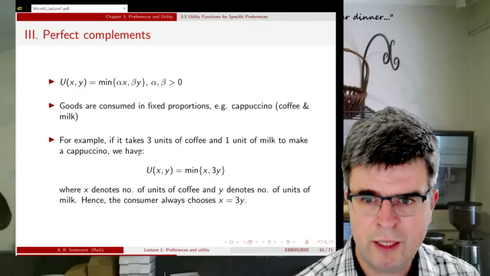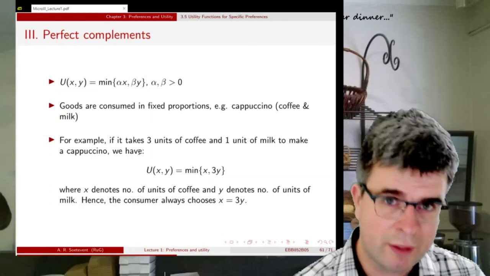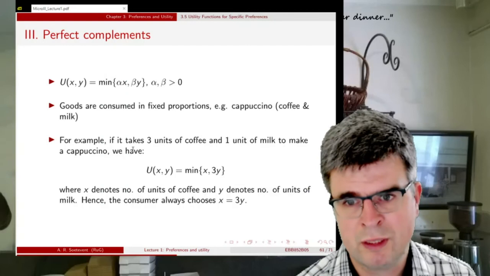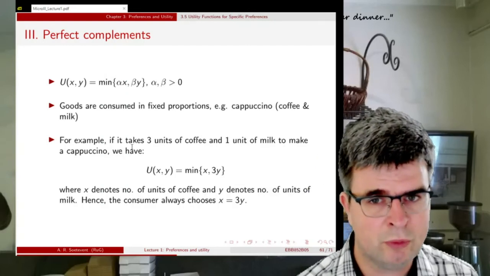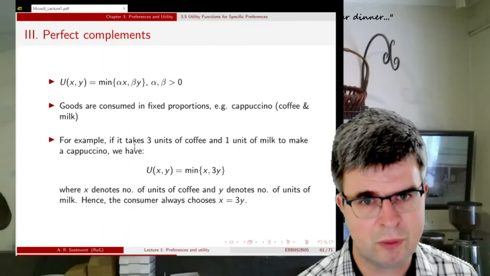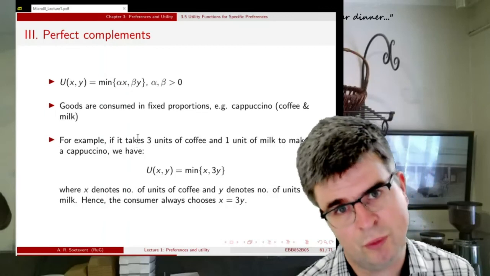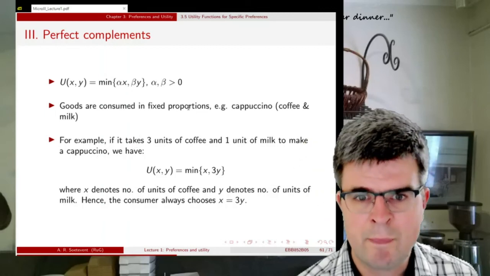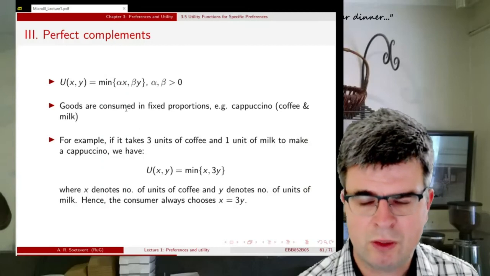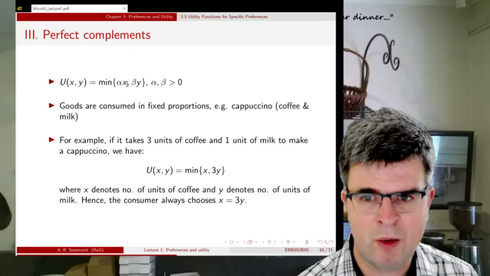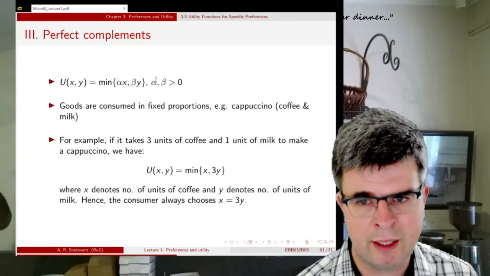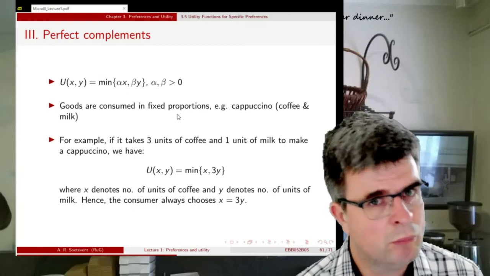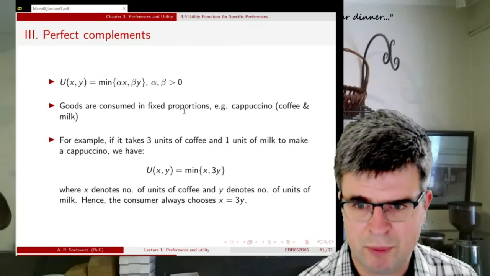Now, the third instance is where we have the other extreme. We have perfect complements, where goods are really consumed in fixed proportions. So, coffee and milk, if you have milk in your coffee at least. And then you have a utility function that takes the form minimum of alpha x or beta times y. Again, alpha and beta being just numbers larger than 0.